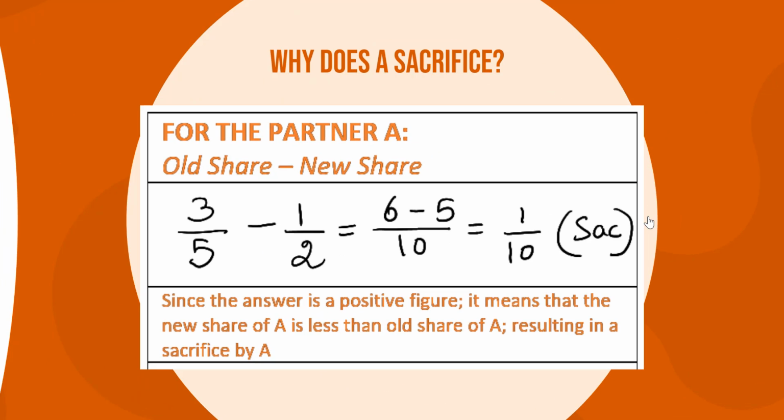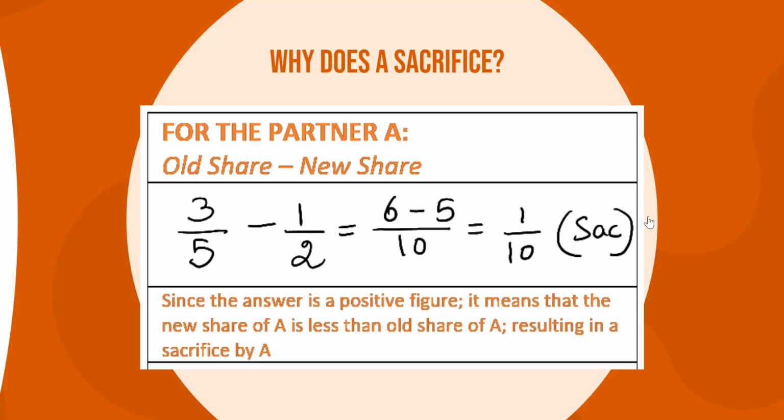In this problem, A sacrifices. So how do we find out whether a partner sacrifices or gains? We apply the formula old share minus new share. Now for partner A, I've applied the formula old share minus new share. Old share of A is 3/5 minus the new share of A, 1/2. We'll take the LCM and the final answer we get is a positive figure, 1/10.